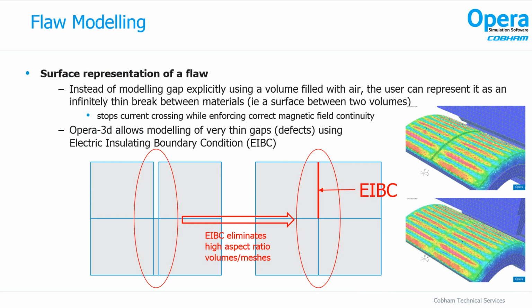If the flaw in a specimen is very small, employing a volume mesh representation can cause unnecessarily complex geometry models. In this case, we can deploy the electric insulating boundary condition, or EIBC, in Opera 3D. Instead of modelling the gap or flaw explicitly as a small volume, it's represented as an infinitely thin break between materials by applying a surface boundary condition between two conducting volumes.